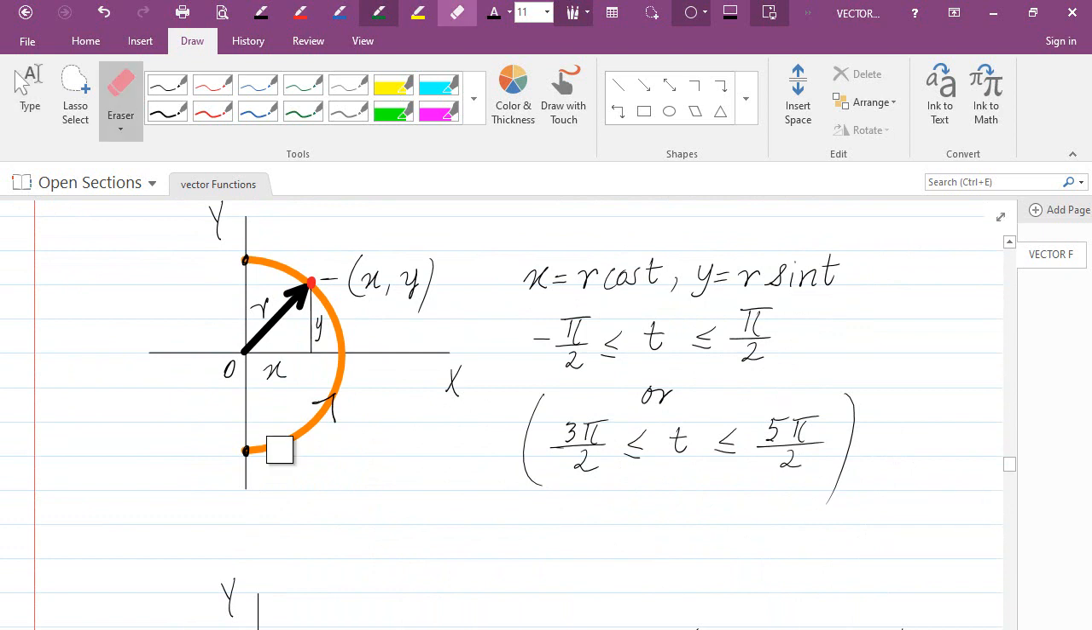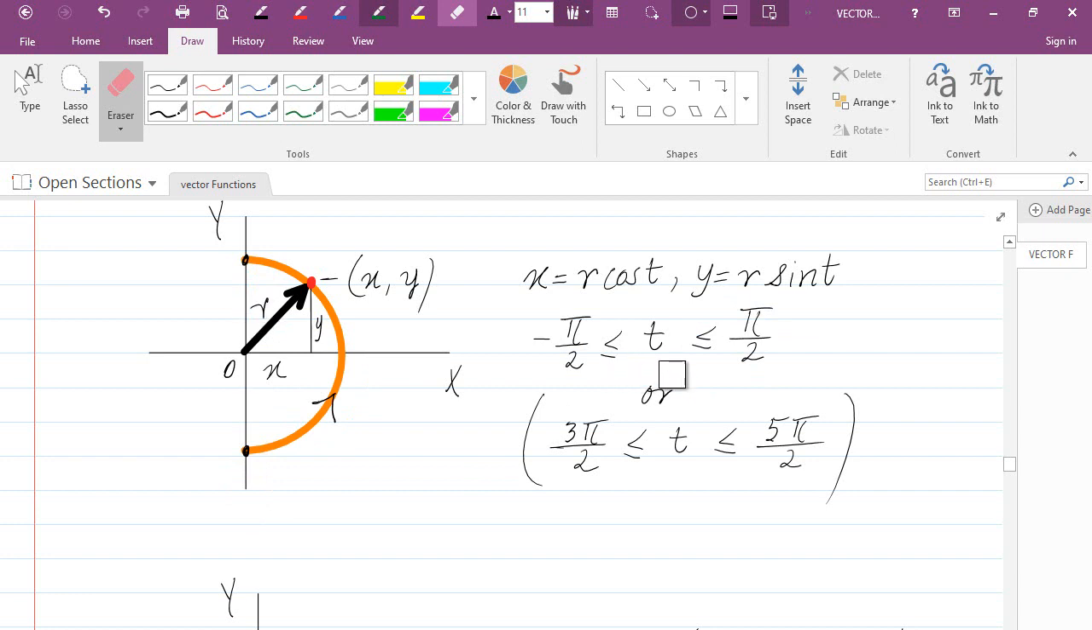Well, what if we want the right half of the circle, the half of the circle that is on the right side of the y-axis? In that case, again, we keep the same formulas for x and y, but we change the values of t. Now we take t to be between negative pi over 2 and positive pi over 2. So when t is negative pi over 2, we get this point. When t is positive pi over 2, we get this point. So we are still going counterclockwise from this point to this point.